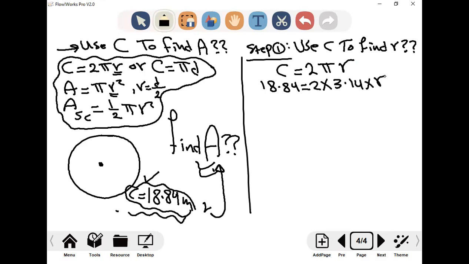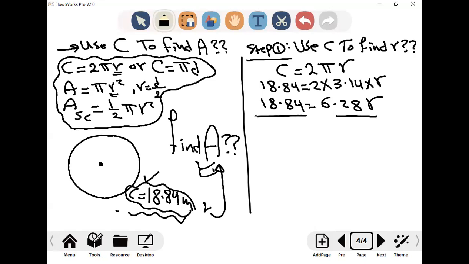We took this idea in the circumference, right? Now multiply 2 by 3.14. 18.84 equals 2 by 3.14. How much? 6.28 multiply r. What's this? Multiplication equation. How do we find the radius? We divide both sides by the coefficient, which is 6.28.